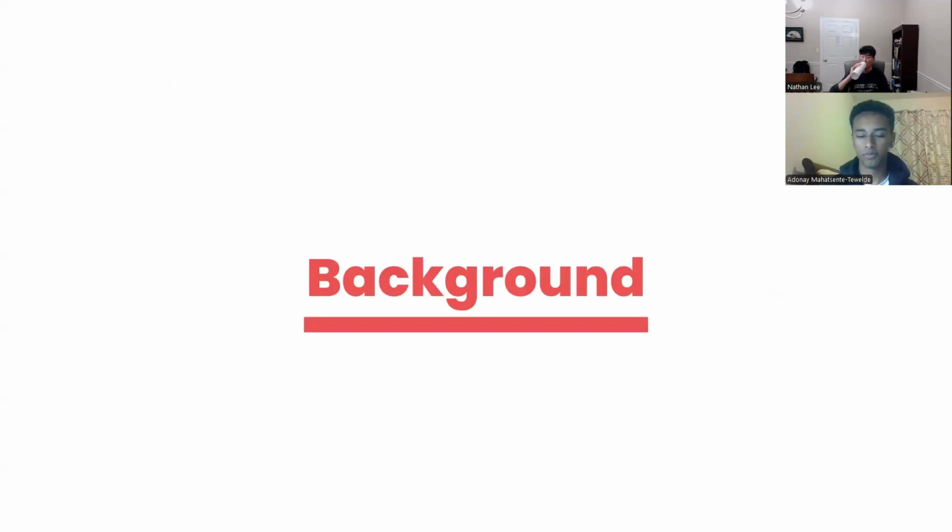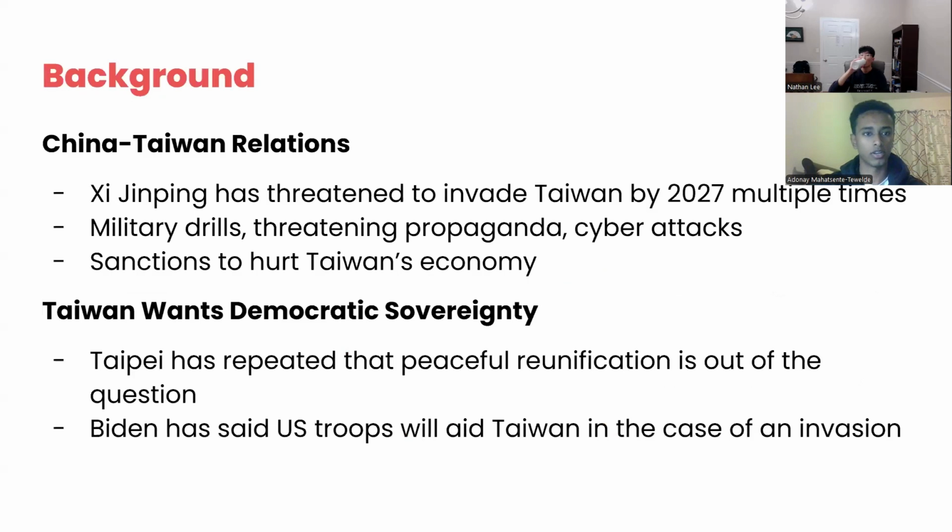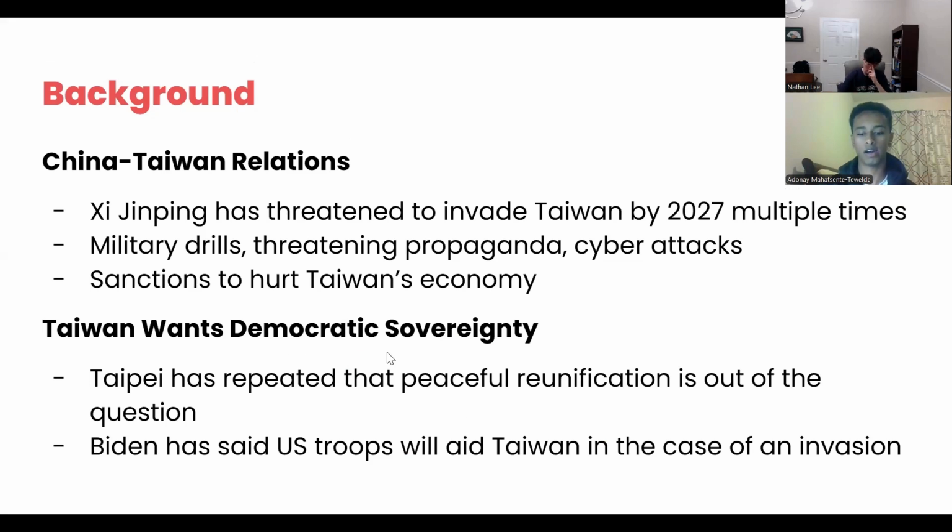So, a bit of brief background on the topic. First, let's go into current relations. Right now, the sitting leader of the Chinese Communist Party, Xi Jinping, has consistently threatened to invade Taiwan by 2027, mainly because it's a really important year for China as a whole, as it's the 100th anniversary. Further, there are large amounts of military drills, with just this past month us seeing active blockade drills around the island, further threatening propaganda and continuous cyber attacks for the past few decades.